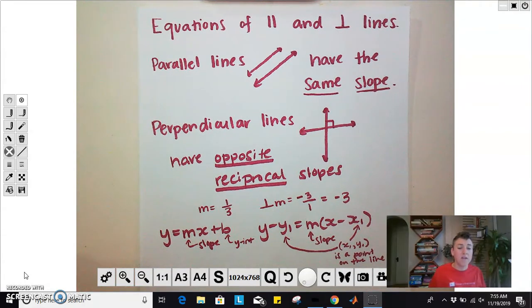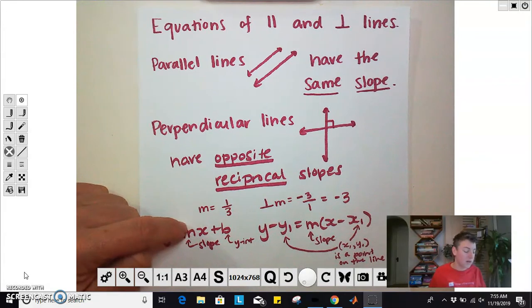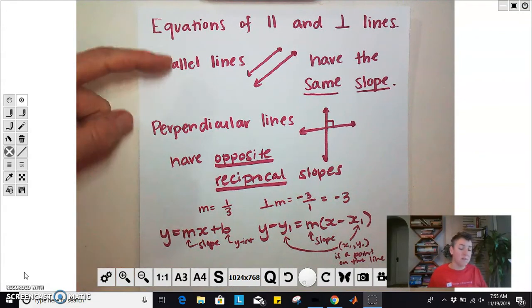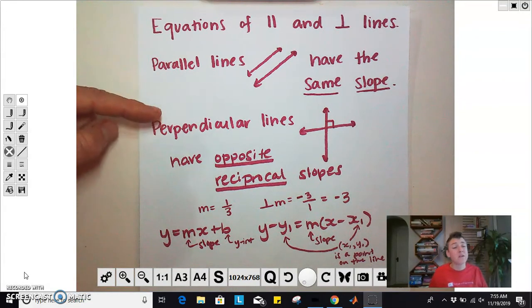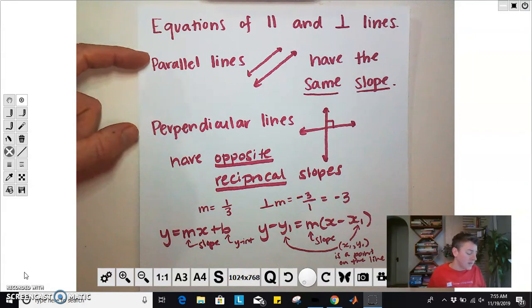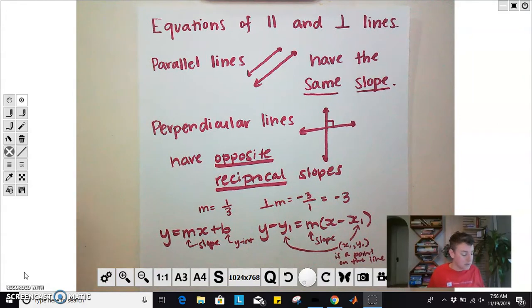So if you're given the slope, or you're given the line it's going to be parallel to or perpendicular to, you could find the slope really easily. If you're given that and you're given the y-intercept, go ahead and stick with the slope-intercept form. If you're given a point on the line, then use the point-slope form. So much easier. Alright, doing great.